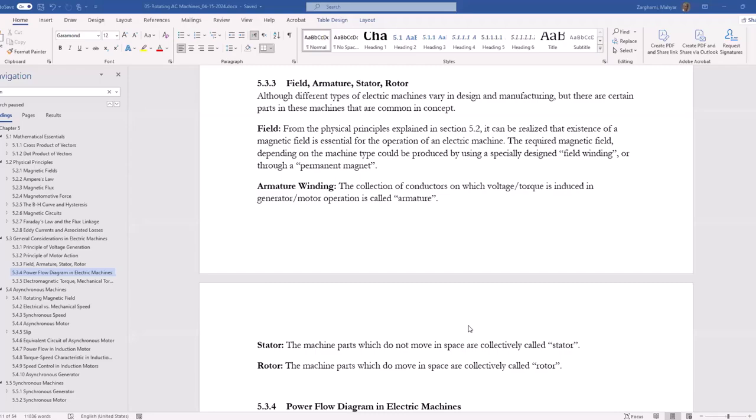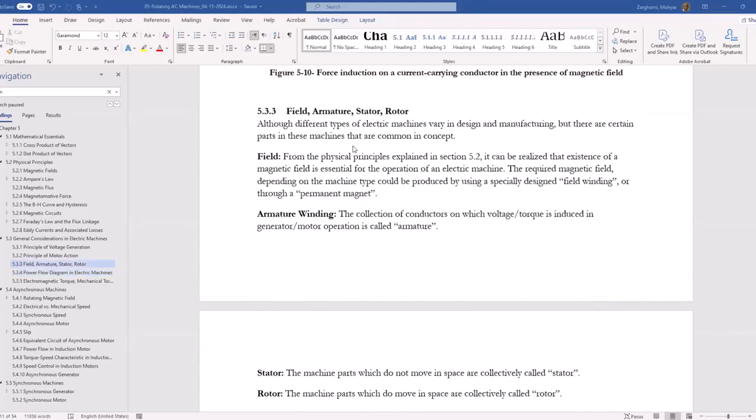Let's talk about the general definitions in electric machines, whether they are in the form of a generator or a motor. Although different types of electric machines can vary in design and manufacturing, there could be AC, there could be DC, or any other form, but there are certain parts in these machines that are common in concept. First thing is the field. You have to have a magnetic field in every machine in order to operate, whether that's a generator or a motor. You have to have an external field, so the existence of that magnetic field is essential.